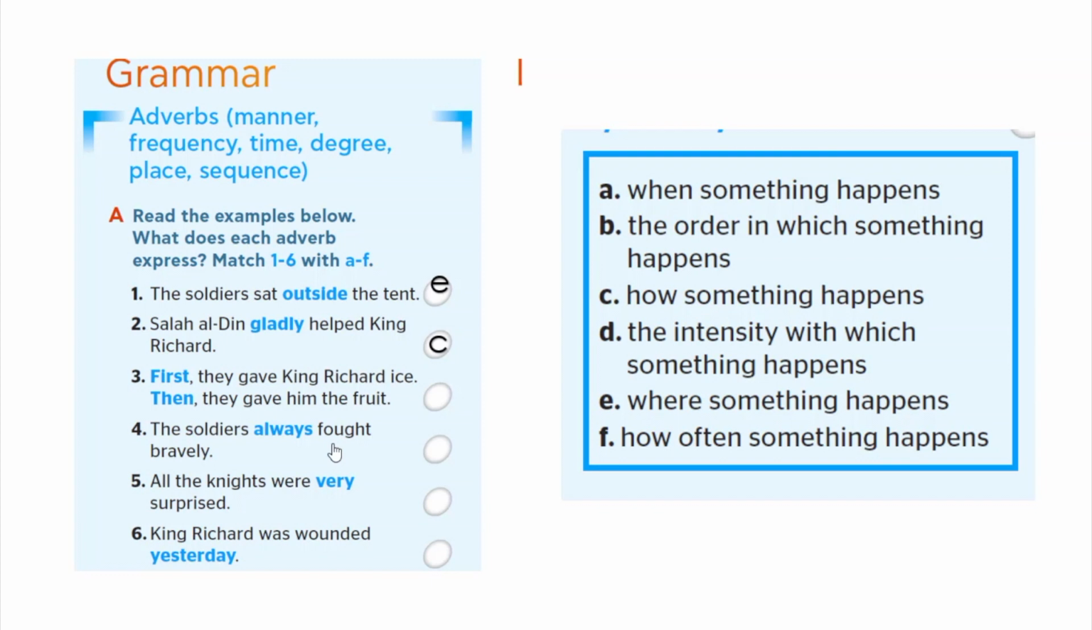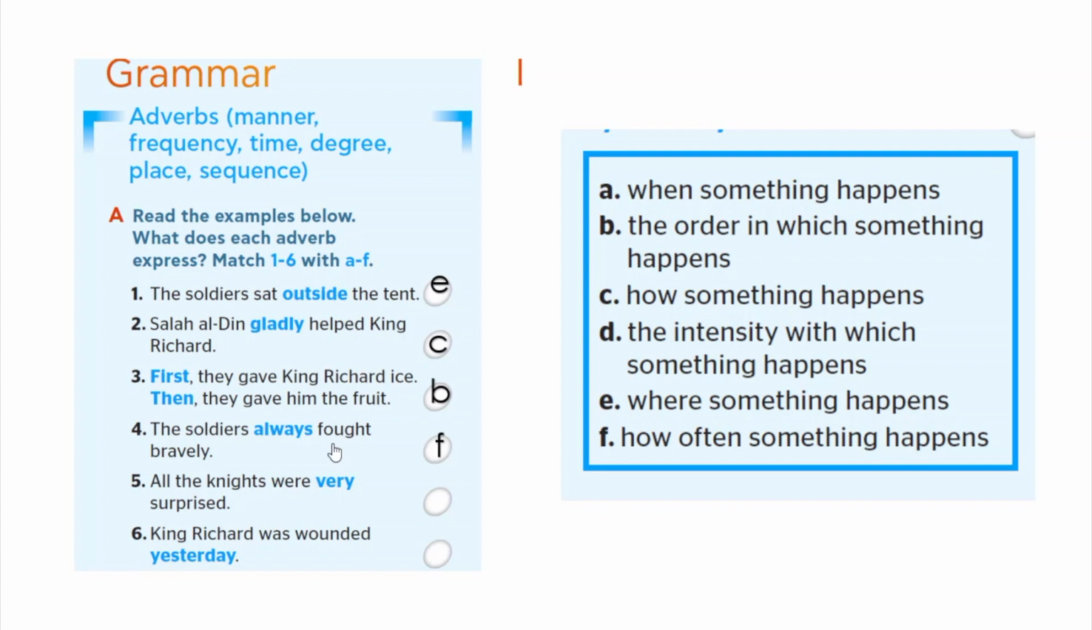Number 3, first, they gave the king ice, then they gave him fruit. Correct. The order in which something happened. This is called sequence. Number 4, the soldiers always fought bravely. Right. How often something happened. This is called an adverb of frequency.